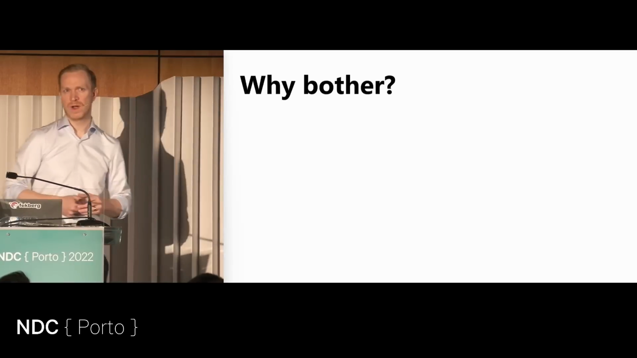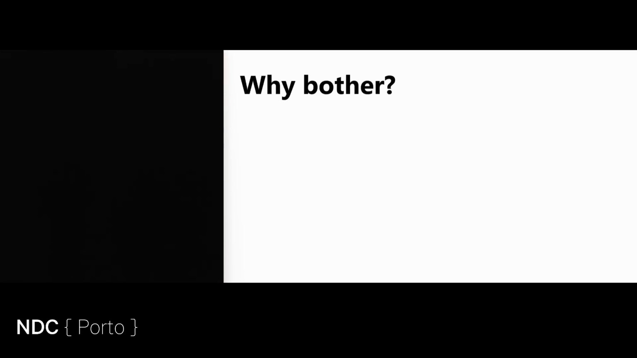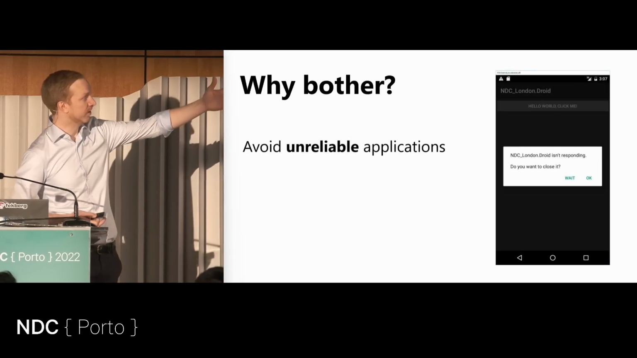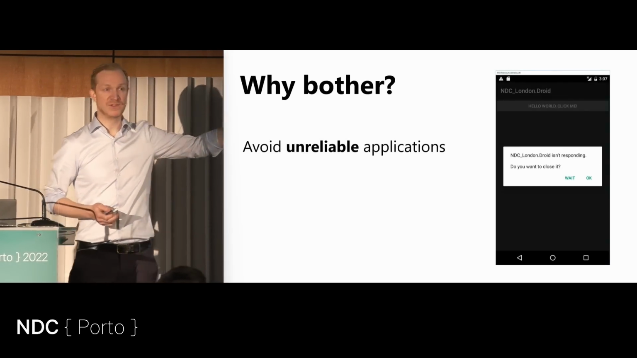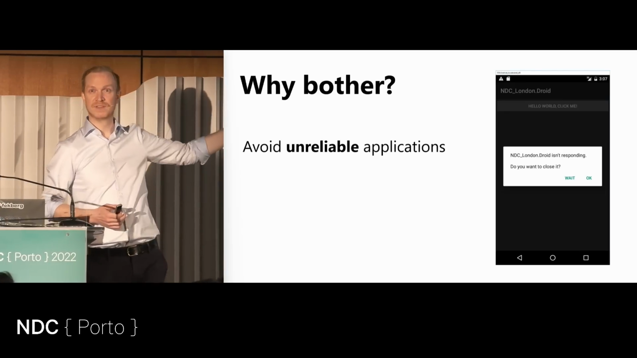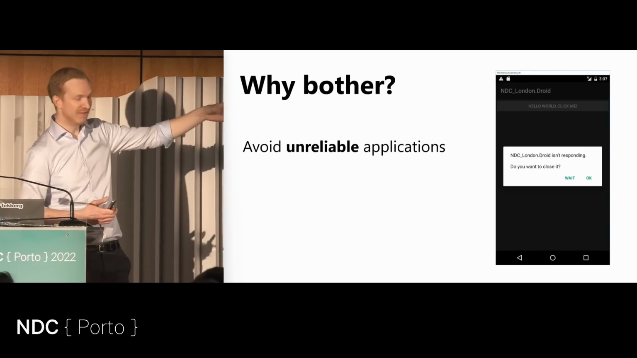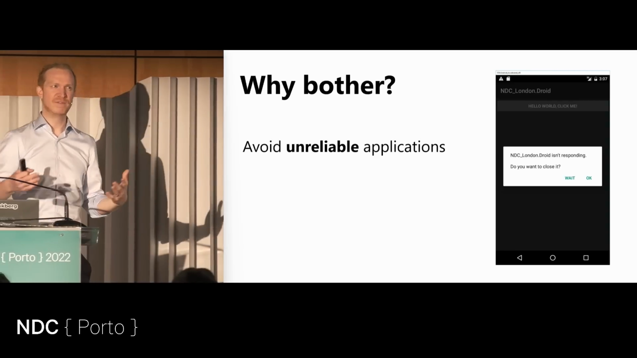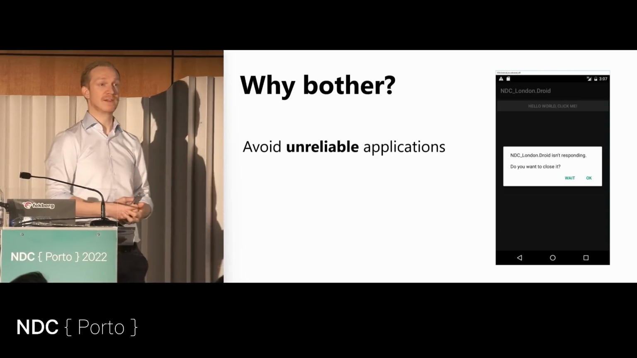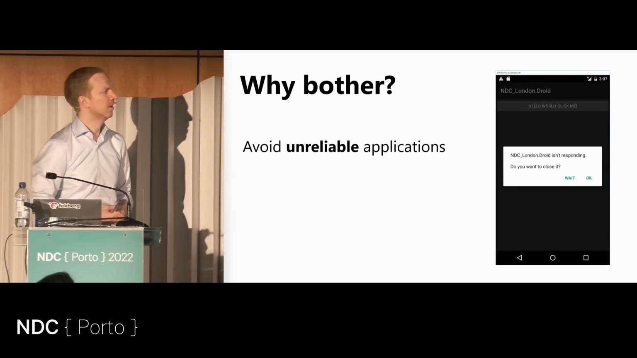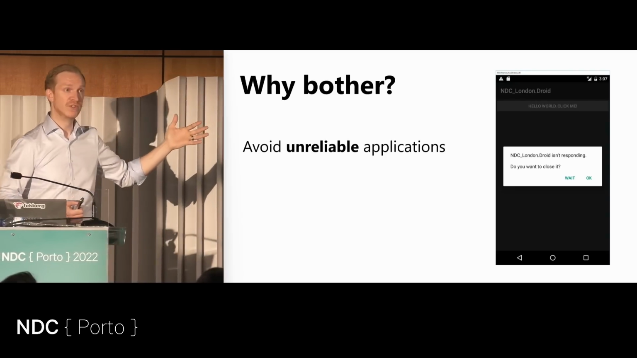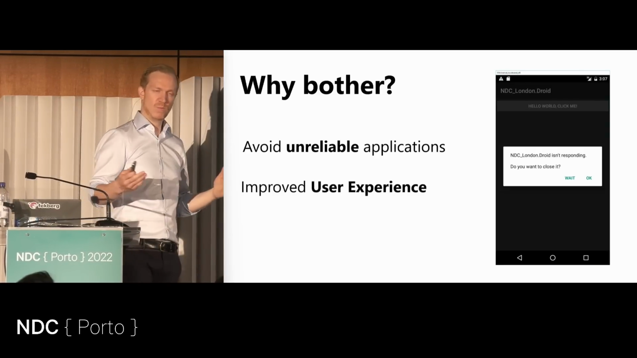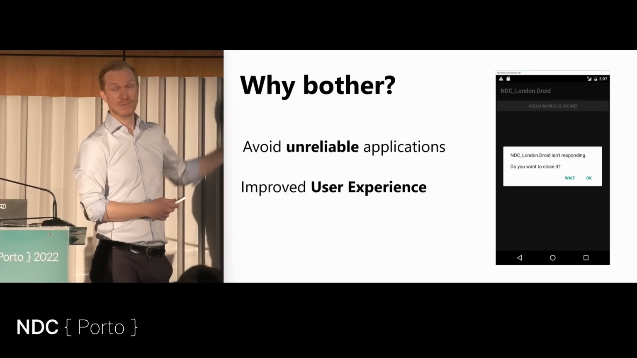So I guess the question is, why would we bother at all introducing asynchronous principles in an application? Really, it boils down to the fact that we want to avoid this type of behavior. We have an application, this is an Android application, and I'm not specifically saying that all Android apps are unreliable, but in this case, I built an application for NDC London that when you clicked a button, the application felt like it was crashing, or the OS told me that this application is no longer responding. So the idea is that we want to bring in asynchronous principles to ensure that we can avoid these types of unreliable scenarios.